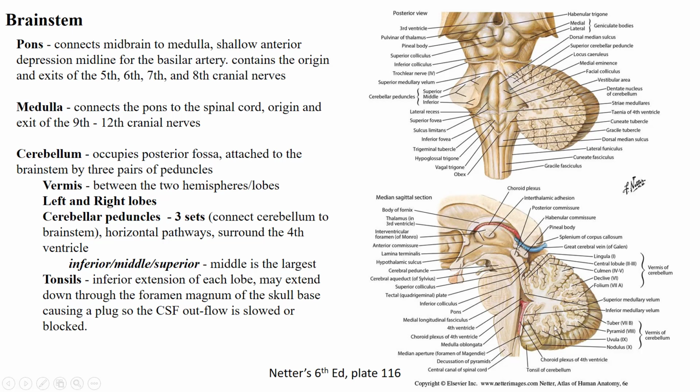And then the cerebellum occupies the posterior fossa. Remember that infratentorial area below the tentorium. And it's attached to the brainstem by 3 pairs of peduncles. So just as the cerebral peduncles connect the cerebrum to the pons, the cerebellar peduncles connect the cerebellum to the brainstem. And there are 3 sets. We saw them up above here: the superior, middle, and inferior cerebellar peduncles.